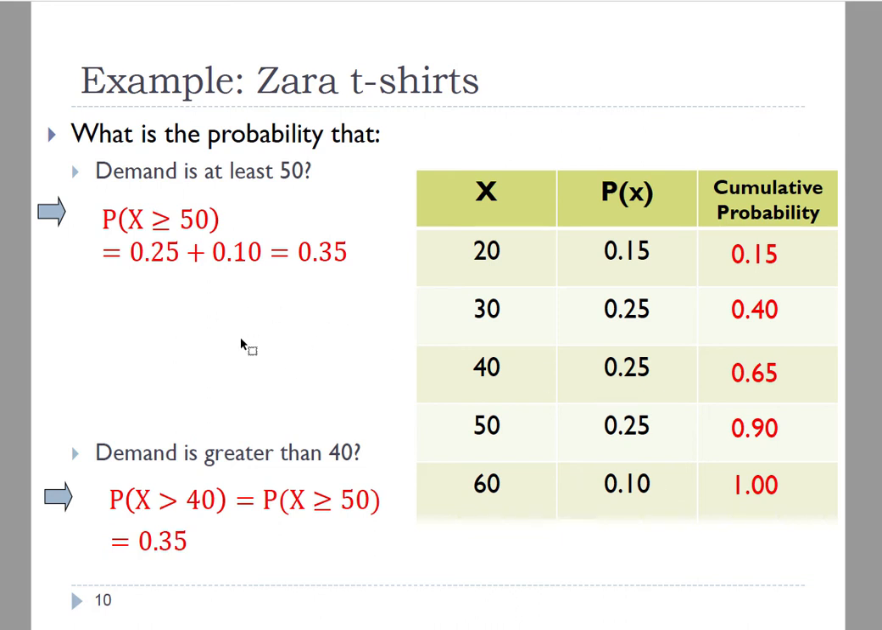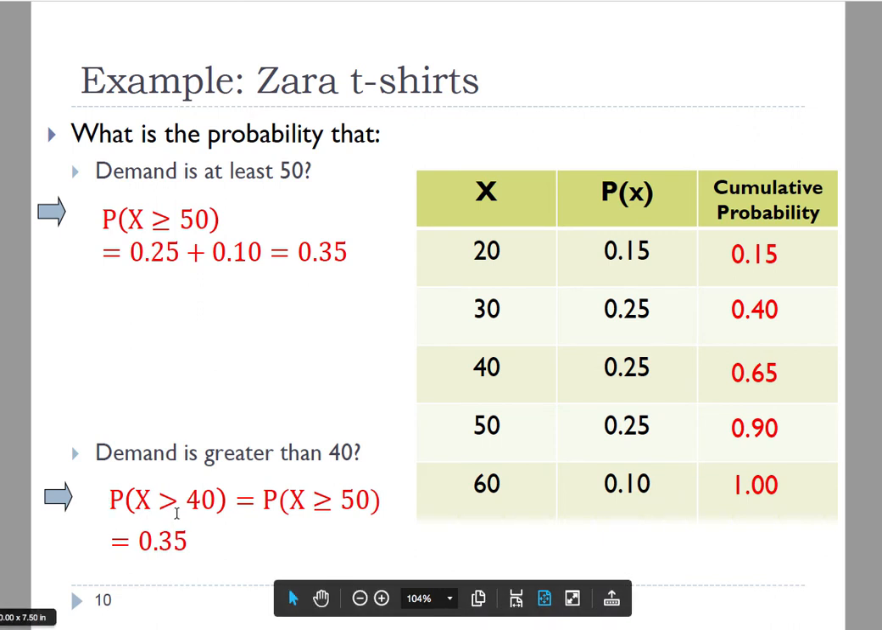What about if the demand is greater than 40? Once again, equal to is not in that question. So I'm looking for the probability of x greater than 40, which is also equal to the probability of x greater than or equal to 50. So I've got to take 0.25 plus 0.10, that gives me 0.35.